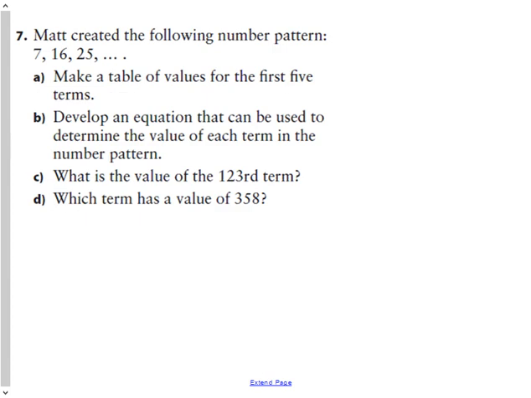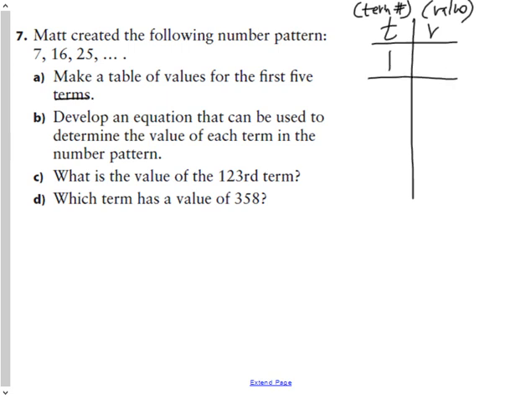Question 7, this time it doesn't give us a picture, but it gives us the following number pattern of 7, 16, and 25. Make a table of values for the first 5 terms. So it calls it terms. What we're going to do here is, remember, I want to see, is there anything I can make 1, 2, 3? And there is, because T is the term number, and V would be its value. So the first term is the value of 7. The second term has a value of 16, and the third term has a value of 25.